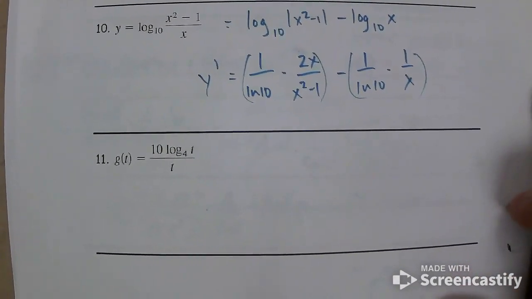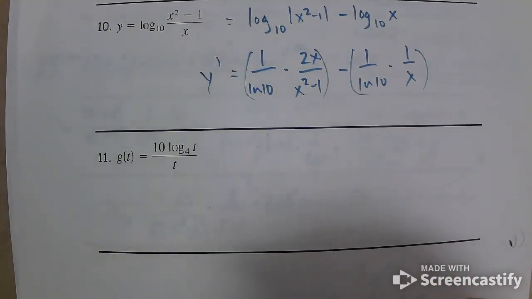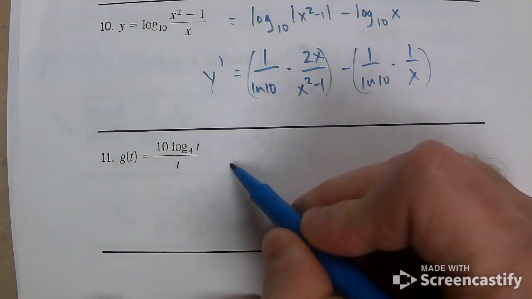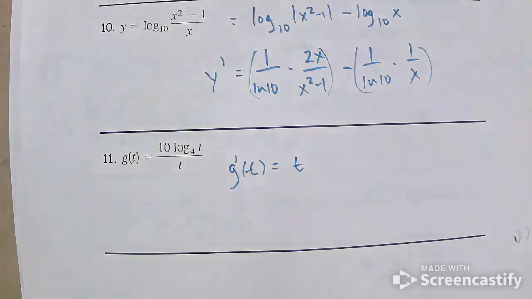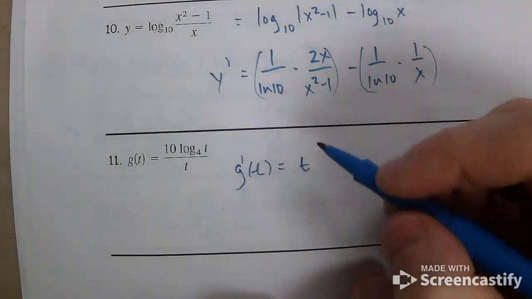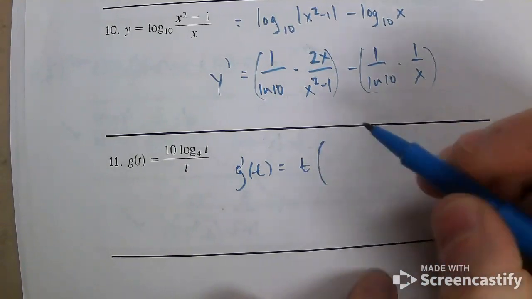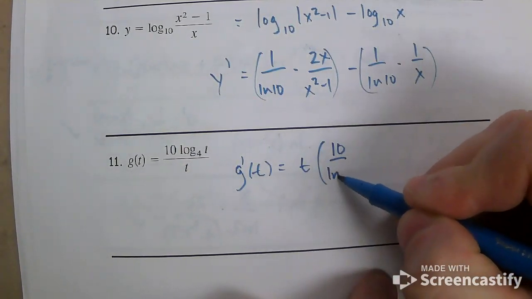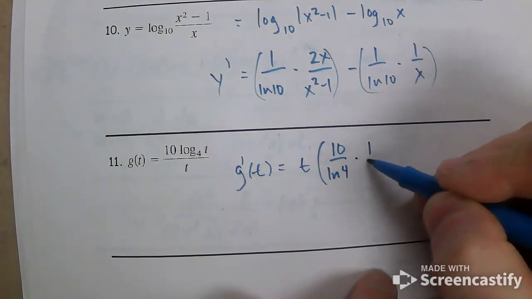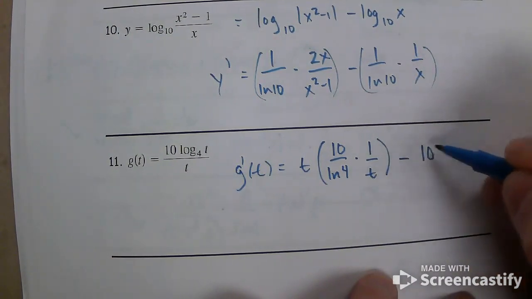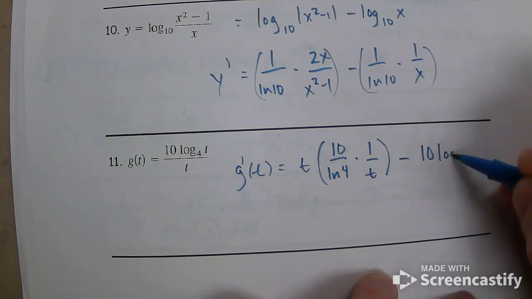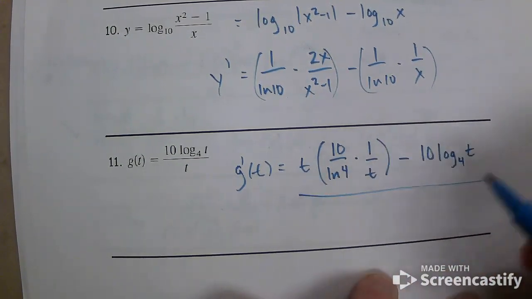And our last one here. Okay, this is actually going to have to be a quotient rule. There's really no way to simplify that or break it down any further. So g prime equals low times the derivative of the high, as the lights go out. So low times the derivative of the high. So this is going to be times 10 over natural log of 4 times 1 over t. So low d high minus high times the derivative of the low. So if you want, you can write it like this, all over low squared.